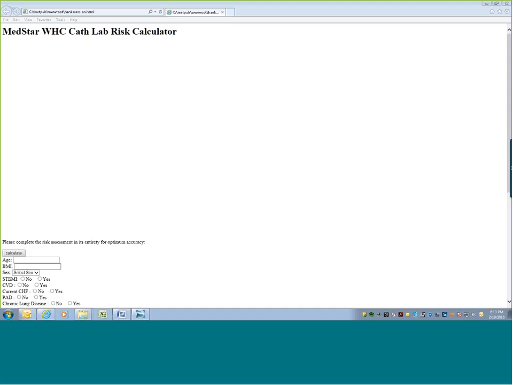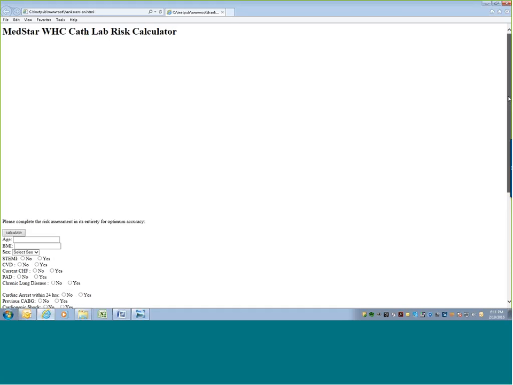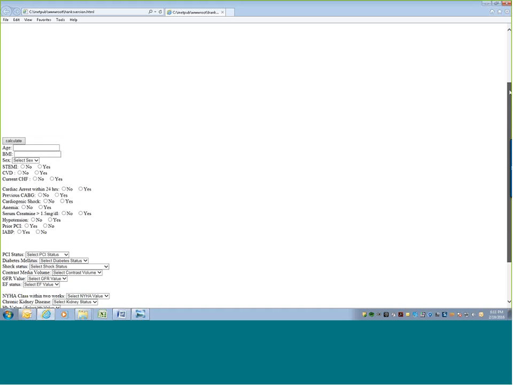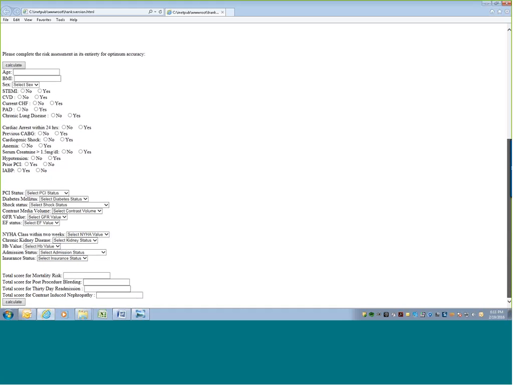This is the MedStar Washington Hospital Center Cardiac Cath Lab Risk Calculator produced by Eileen Searson and Dr. Hank Rappaport. This risk calculator is a secure website which allows a clinician to insert information on the patient, basic demographic, current clinical, and past clinical history information to calculate mortality, post-procedure bleeding, 30-day readmission, and contrast-induced nephropathy risk scores.